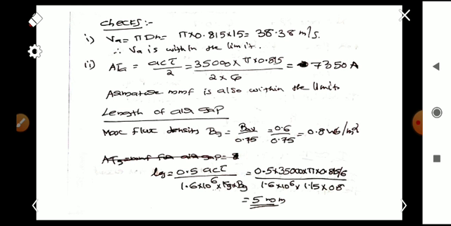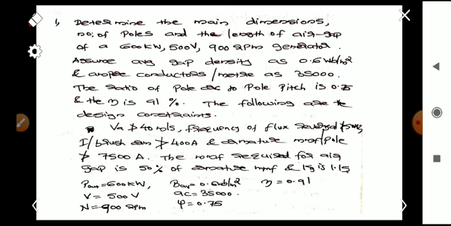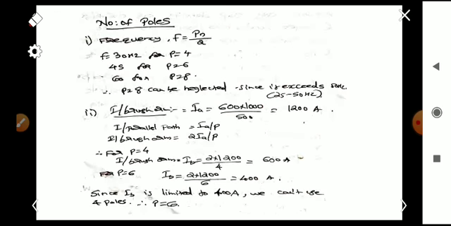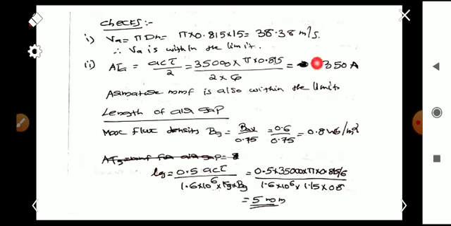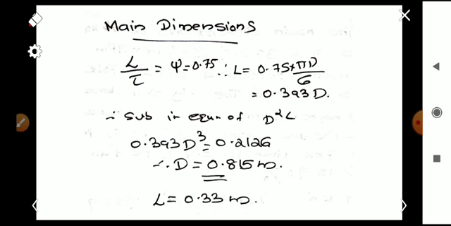And next we are checking for armature MMF per pole, that is, we know its equation is AC tau by 2, where AC is given, and tau is pi d by P. Here the value of P is 6 and d is 0.815, so we are substituting those values here, and we will obtain AT as 7350 ampere, and it is also within the allowable limit, that is, armature MMF per pole should not be greater than 7500 ampere. So this D and L is a better choice for this design.